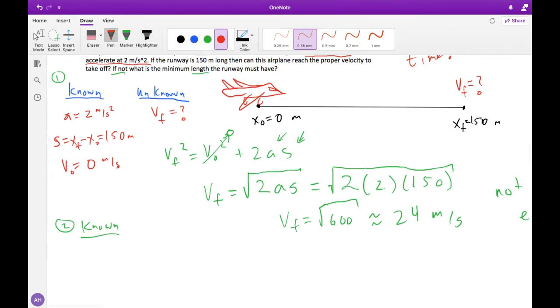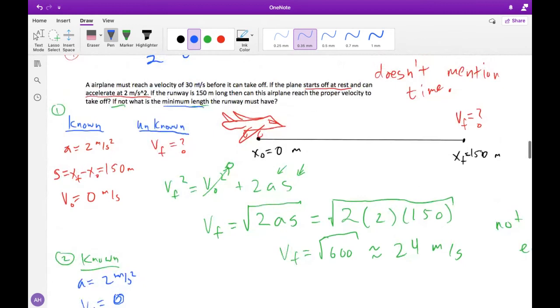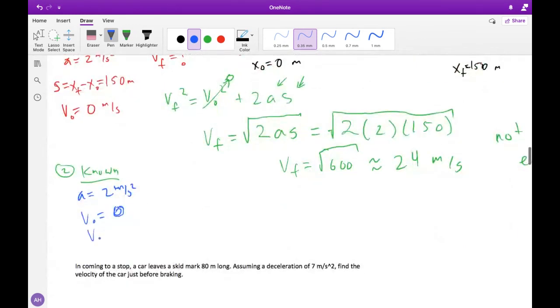For part two, our knowns are still, well, we still know the acceleration is the same, 2 meters per second squared. The displacement we do not know because we're trying to find now what the minimum length has to be. But we do know that the initial velocity is still going to be 0. And we know the final velocity has to be at least 30. So the final velocity is equal to 30.